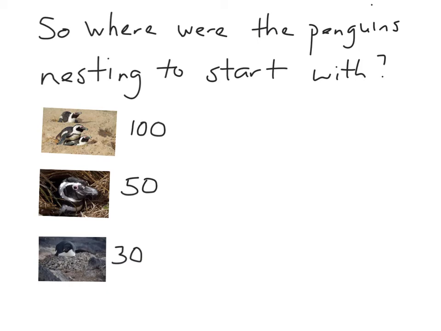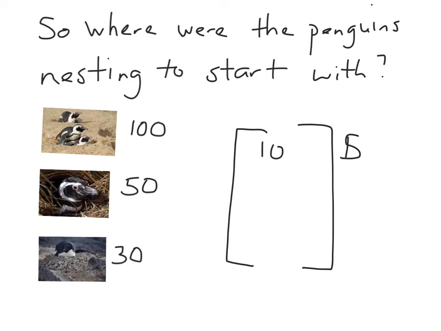So, where were the penguins nesting to start with? Well, there were 100 nesting in the sand, there were 50 nesting in the bushes, and 30 nesting in the rocks, which is 180 penguins altogether. I can show this in a matrix, like this, where I go, S for sand, there's 100 of them, B for bushes, there's 50, and R for rocks, there's 30.